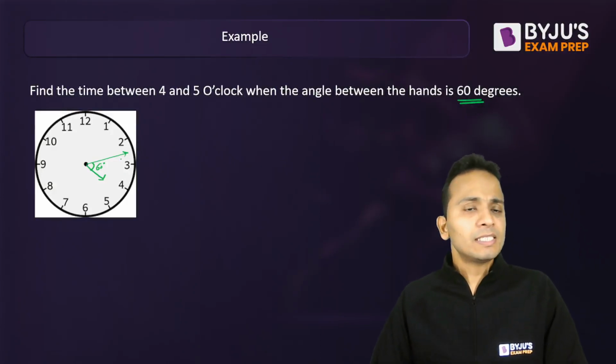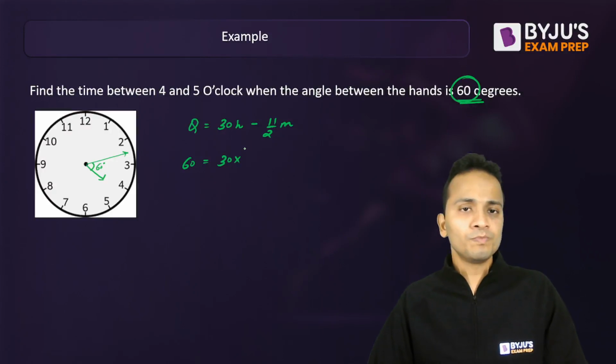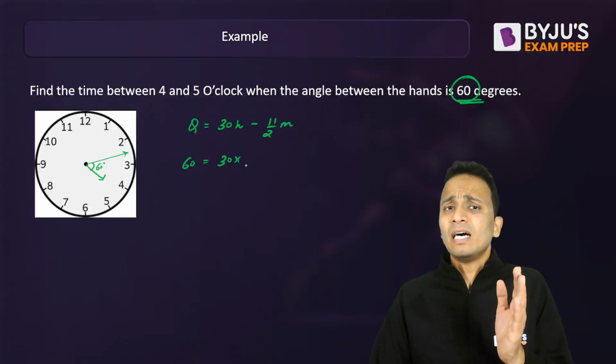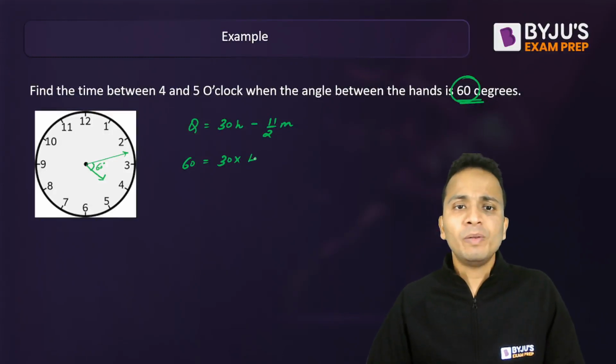All right. Now since here the minute hand is before the hour hand, I can use the formula theta is equal to 30h minus 11 by 2m. All right. Now the value of theta is given as 60 degrees. So 60 is equal to 30 into the value of h, which will be equal to 4 because the time will be a few minutes past 4 o'clock. All right. So the value of h will be 4, minus 11 by 2m.